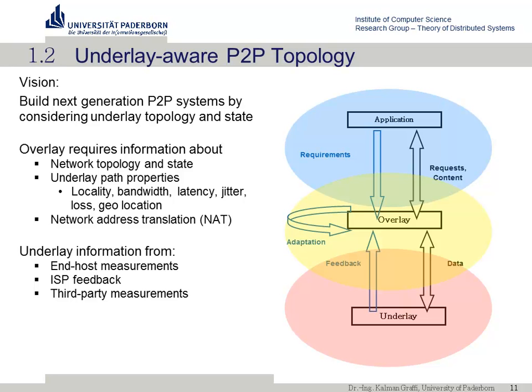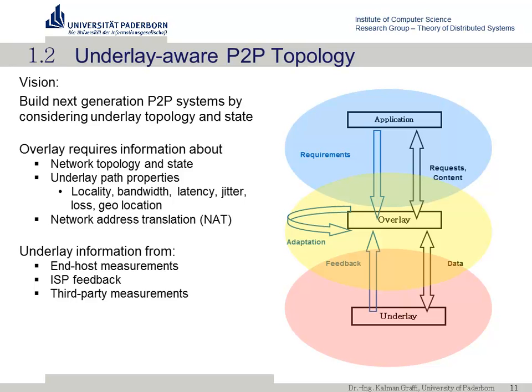The idea is, okay, you have an application, an overlay, and an underlay. So what is the underlay? The underlay is basically the whole network, the internet below, and what we want to do is to also consider the underlay, the internet below, and its structure in our design. So we want to use the network topology and state: the locality, bandwidth, latency, jitter, network address translation, and not only have the upwards information, but also the downwards information.